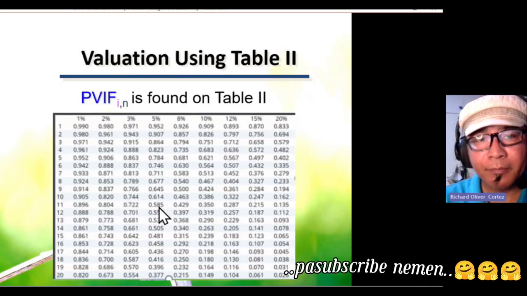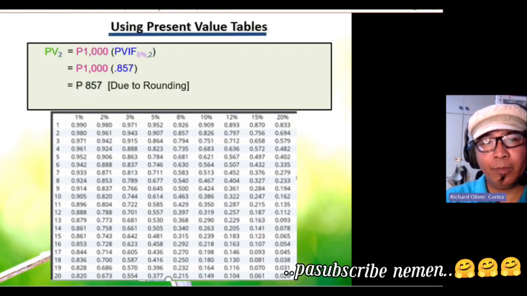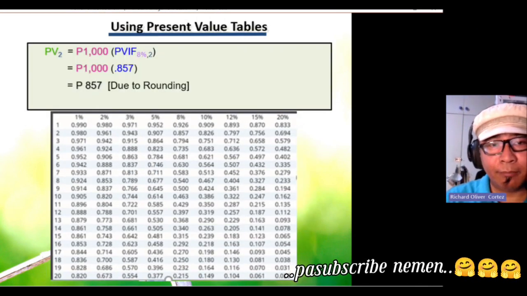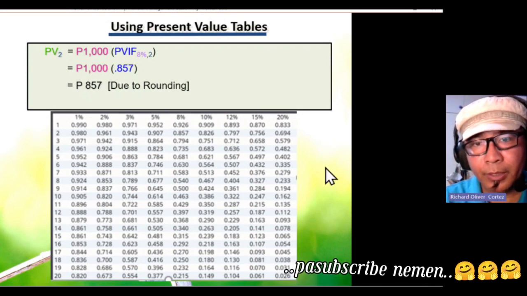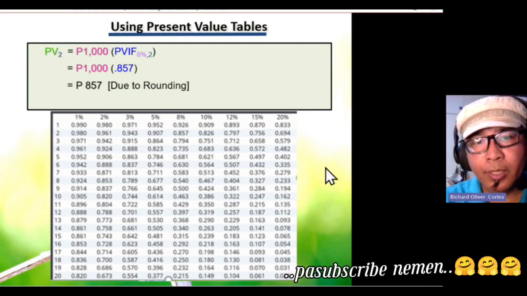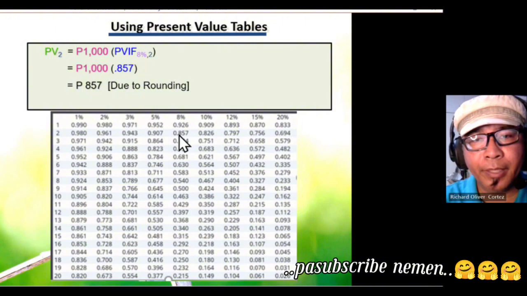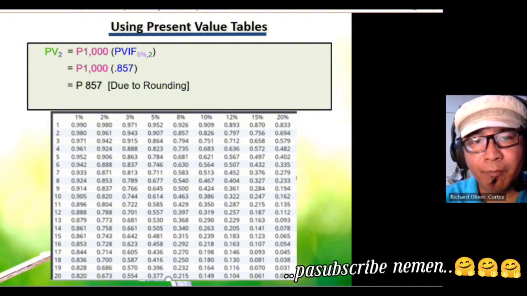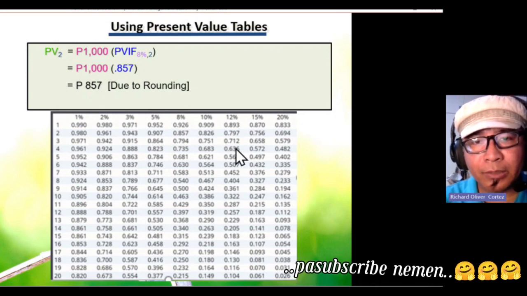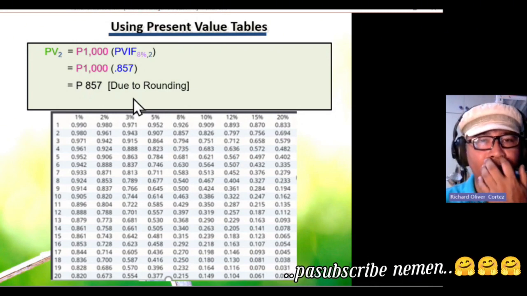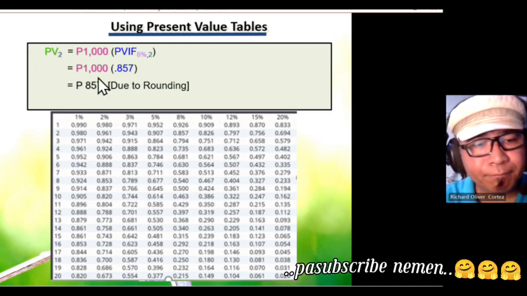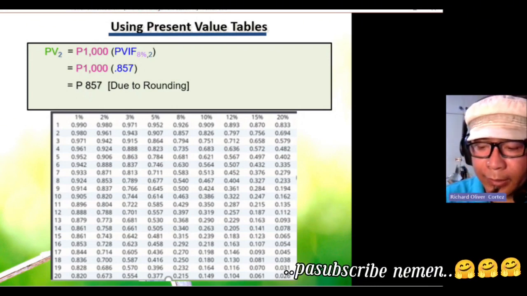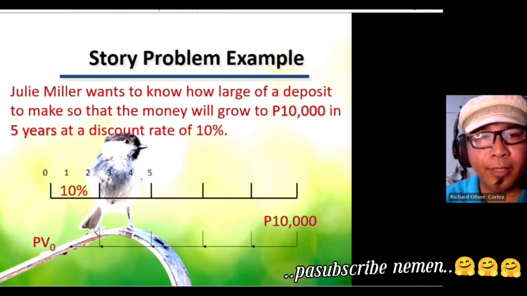So pareho lang. Siyempre, the importance of, kaya may table tayo, no? Para mapabilis yung computation natin, you should know how to use table number 2. Yan, no? So, multiply the compound factor by the 1,000 and we'll get 857. Okay? So, tingnan natin, mayroon sample pa tayo dito. Ito sample.